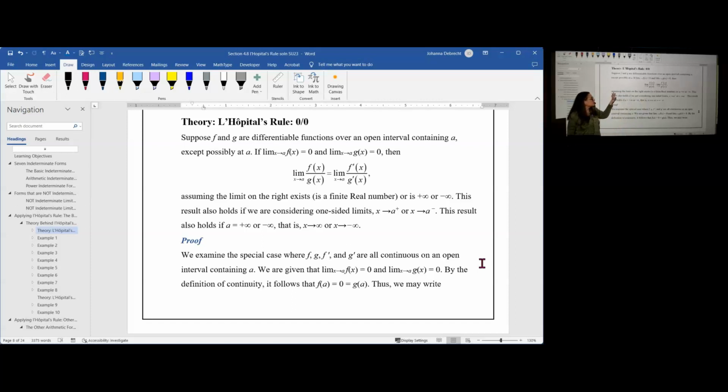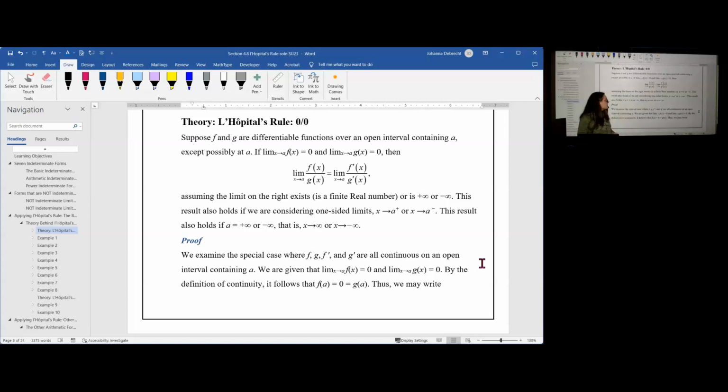Now, this assumes that the limit on the right exists, is a finite real number, or is infinity or negative infinity. This definition of L'Hopital's rule also holds for one-sided limits. Instead of x approaching A, we could have x approach A from the right or from the left. In fact, we can have x approach infinity or negative infinity, and L'Hopital's rule still holds.